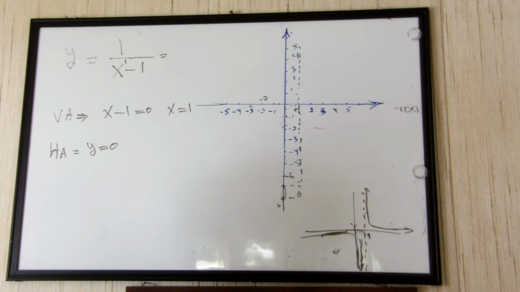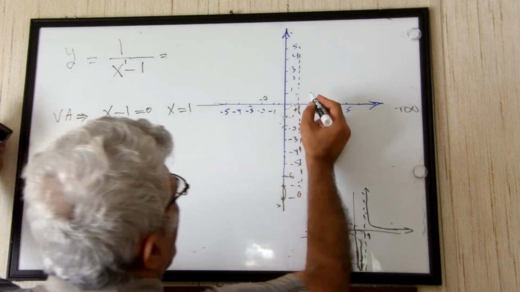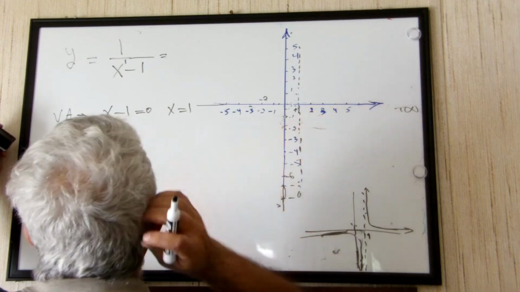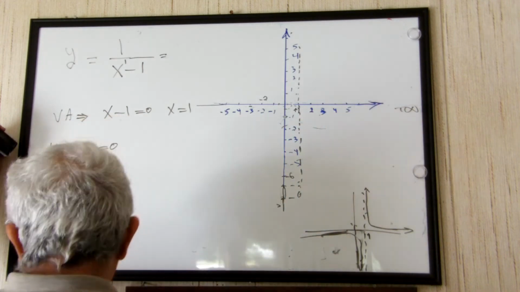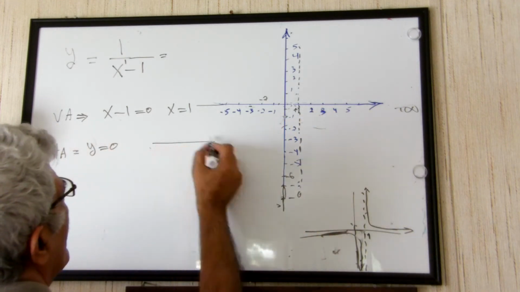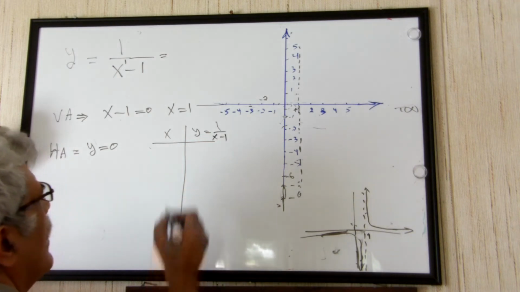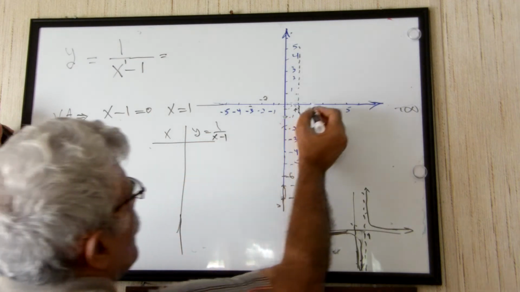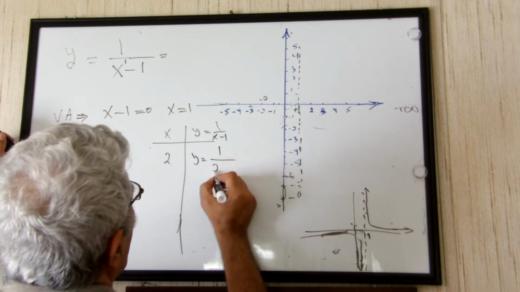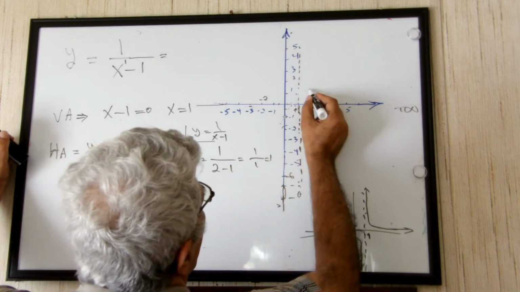Okay, let's draw this. It really takes a lot of time. This rational function, you have to find some values for x and y, which is y = 1 over x minus 1. So you give x equal to 2, y is equal to 1 over 2 minus 1, which is equal to 1 over 1, so at 2 it's going to be 1. A point here.